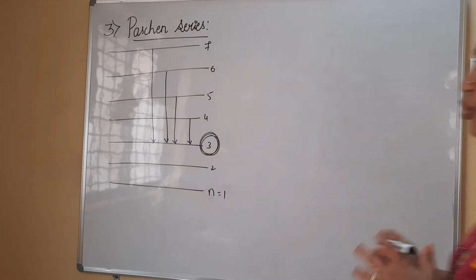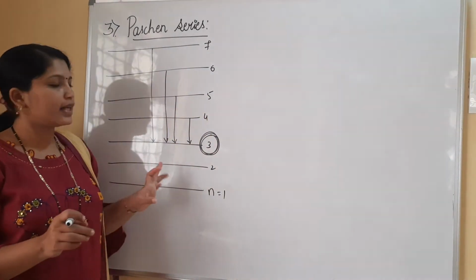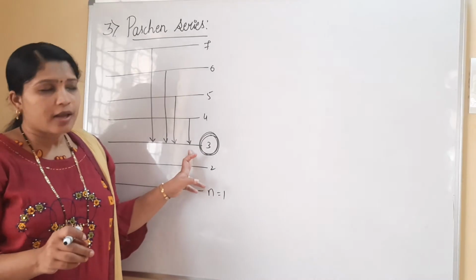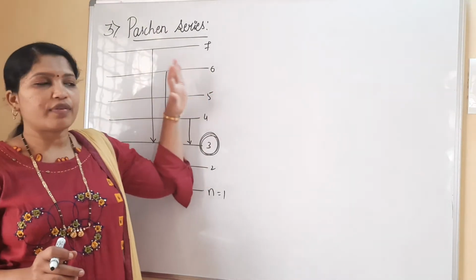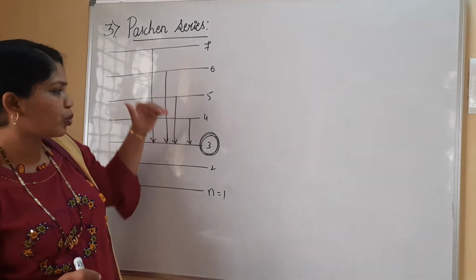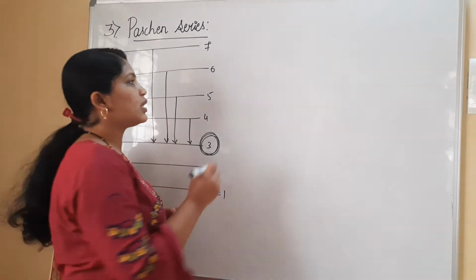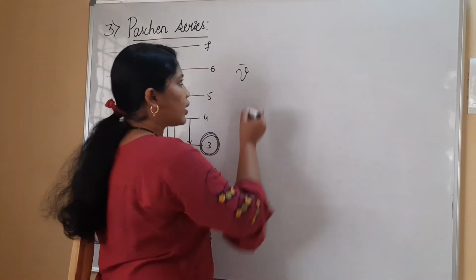Now coming back to the Paschen series, the energy state we consider here is n equal to 3. From various different energy states in which electrons are present, they have to move to the n equal to 3 state itself. Now let us consider how we are supposed to calculate the wave number here.